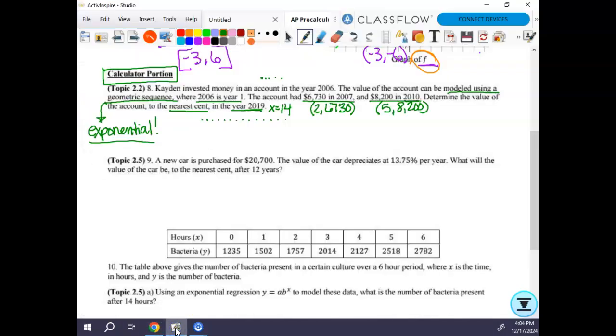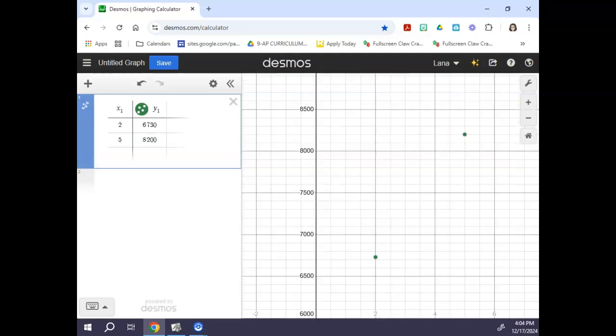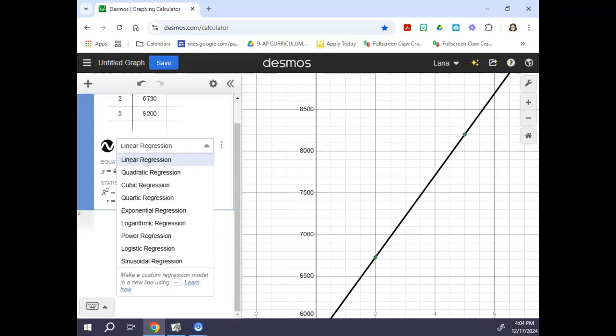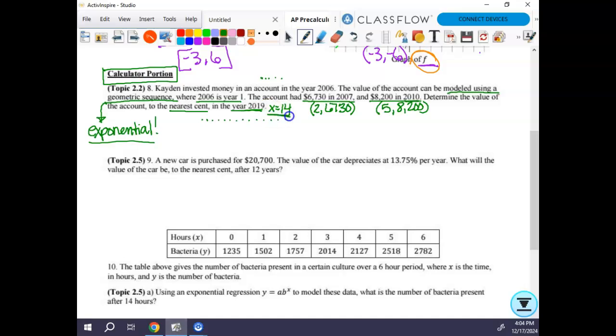Okay, so I can use regression. I have 2 points. Come over here, my table, my ordered pairs were 2, 6730, and 5, 8,200. Okay, and I can zoom in on that. Regression, exponential. Remember, if it shows a log mode button to do that, if you just have 2 points, it won't show that, but that's what we're looking for. Now, and we just said over here, this is 14, and that's really my x value.